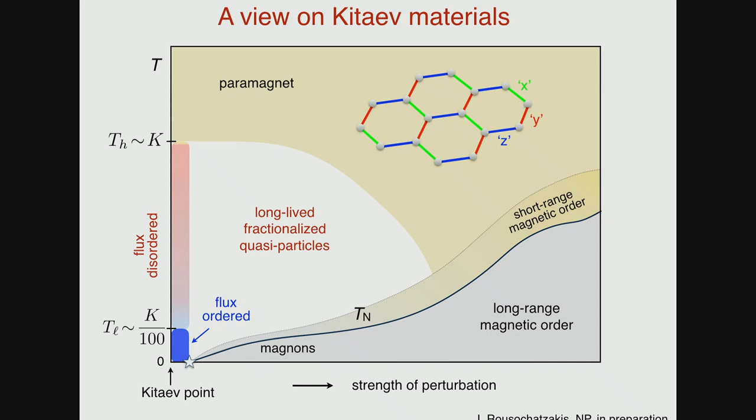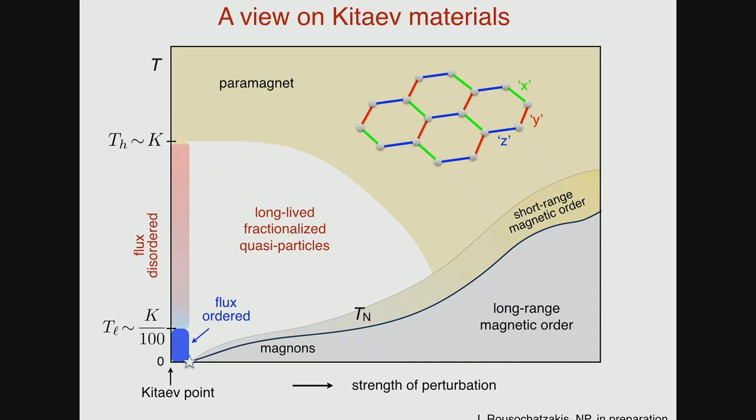So what happens when you include perturbation? Basically this perturbation will set up these long-range orders I was talking about. Of course, the Kitaev spin liquid has some stability, but we see that it's quite fragile with respect to perturbation. And then we have long-range order.